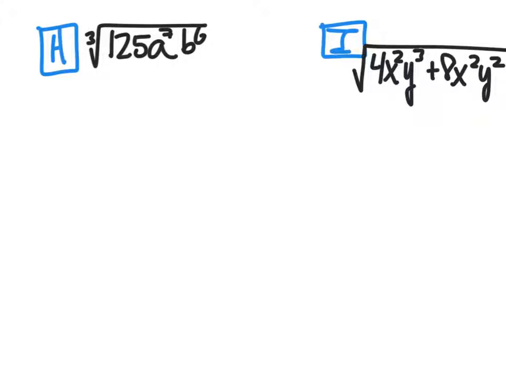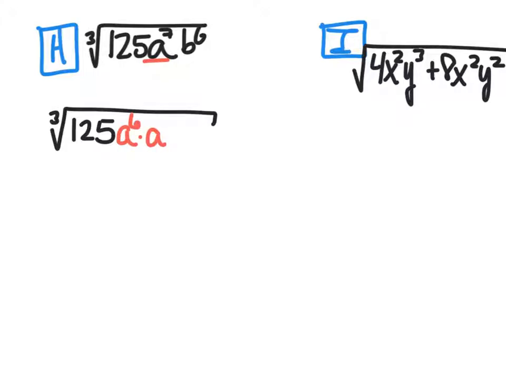And finally, these last two guys. In this one, we have the cubed root of 125, a to the 7th, b to the 6th. What we want to do is take each of the pieces, so 125, that's actually a perfect cube, that's fine. I'm going to split the a to the 7th and take out the largest factor of 3, which in this case is 6, times a. And for the b to the 6th, I'm going to leave that as b to the 6th.